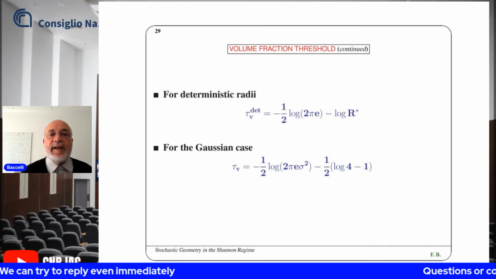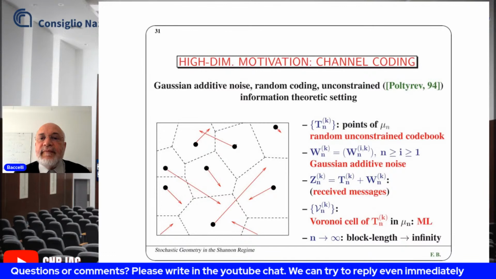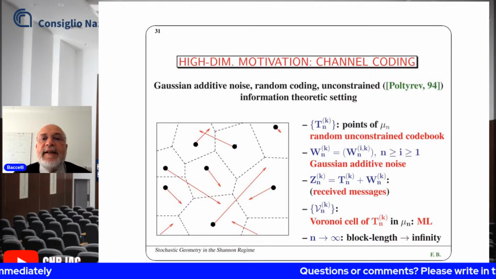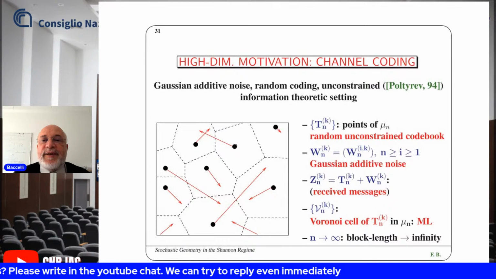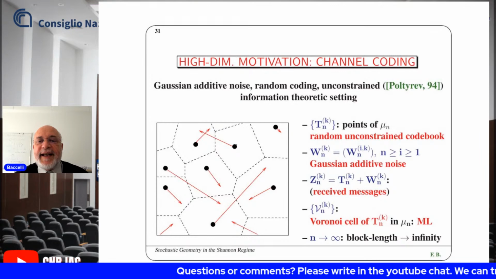Okay, so let me move to the second topic, which is now the Poisson-Voronoi case. And for lattices, this line of thought was started by Poltyrev in '94, and with Venkat Anantharam, we started developing the Poisson version of it. So think of the following problem. It's a vision of channel coding in information theory. So you get a code book, which is n-dimensional. You know that block lengths should tend to infinity, so n will tend to infinity, dimension will tend to infinity.